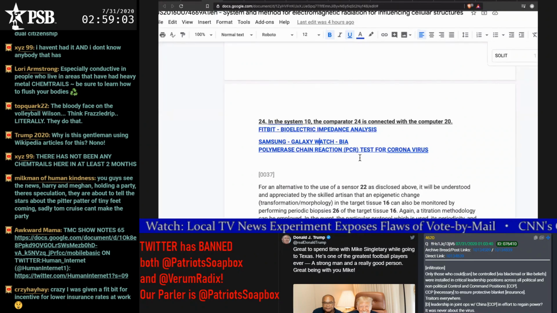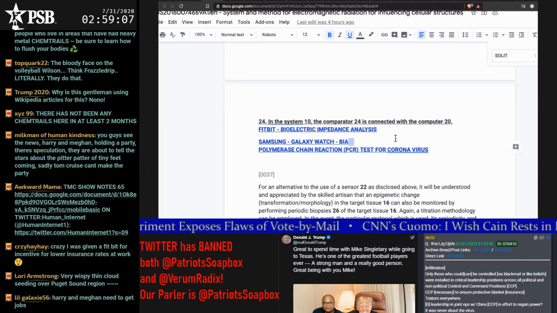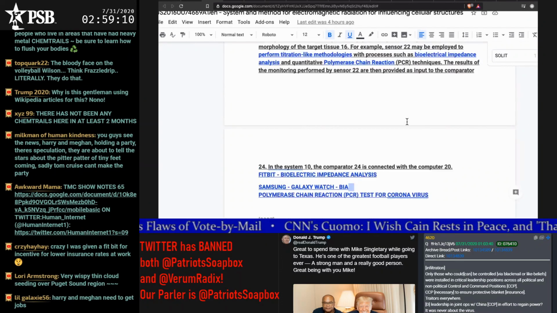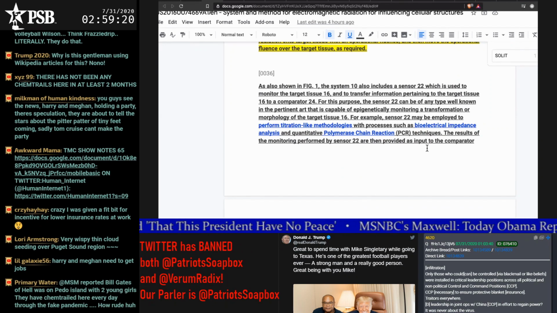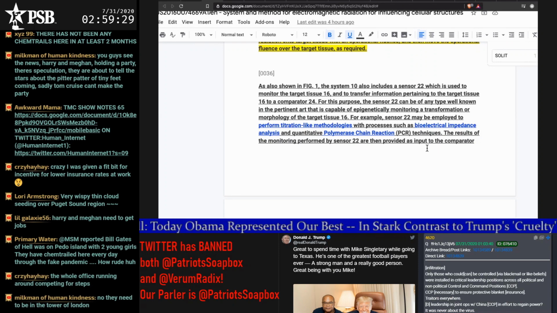What else? Oh, it's the article for polymerase chain reaction test for coronavirus. We just looked at that. So going back to this paragraph here, there are different ways that sensors can be used to evaluate what's going on with your body. And in particular, as it relates to the epigenetic components that basically control and regulate phenotypic expression, how your cells express themselves in the body.